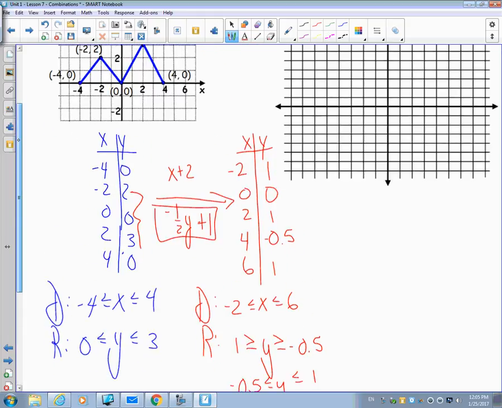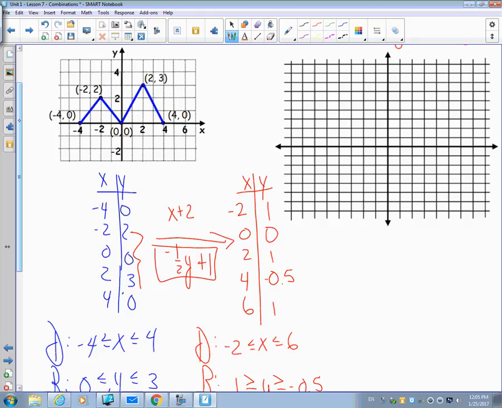Okay, now graph. -2 and 1. 0 and 0. 2 and 1. 4, 1, 2, 3, 4, and -0.5. And 6, 1, 2, 3, 4, 5, 6, and 1. The hard part is you have to make sure you connect them in order.